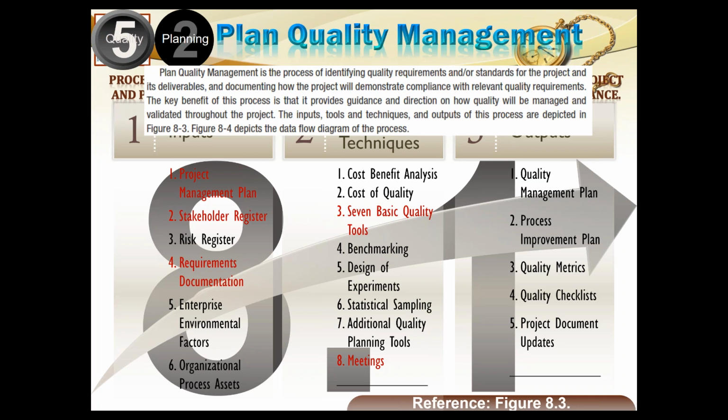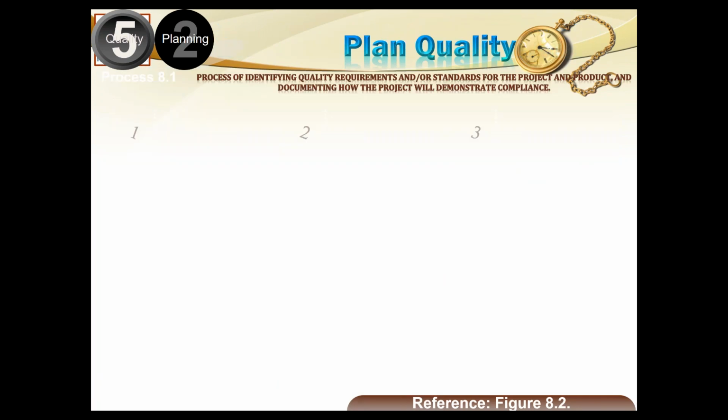And we can use other quality planning tools as well, and we can conduct meetings, and resultantly we should come up with a quality management plan and a process improvement plan. We should have the quality metrics: how to check the quality of the product, how to measure, what is the scale, like somebody was saying, a scale to measure. Then a quality checklist, which features are to be there and not to be there.